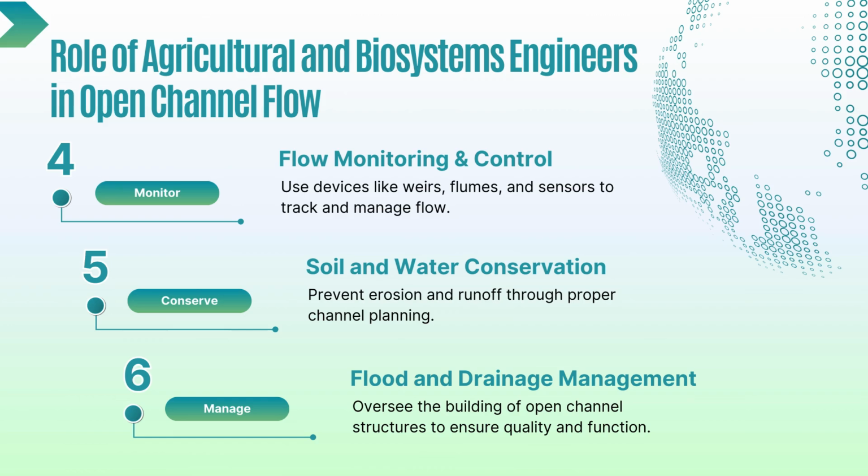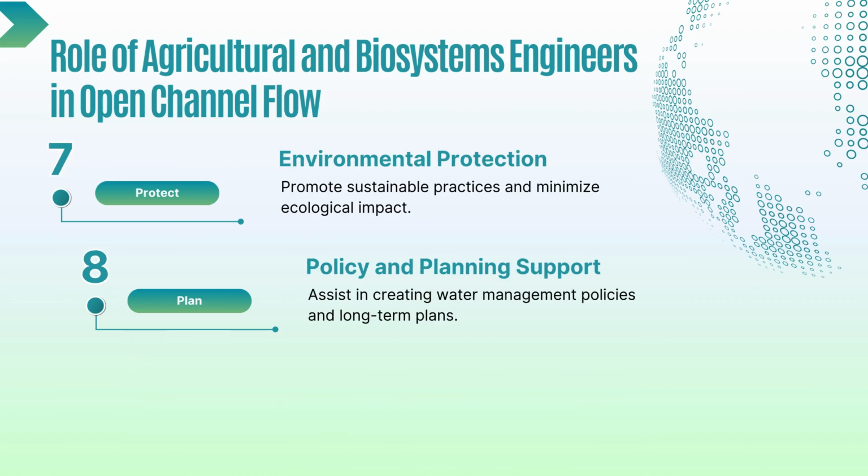5. Soil and water conservation. Open channels often pass through agricultural lands prone to erosion. ABES design silt traps, check dams, or line channels to prevent soil loss. In corn farms in Bukidnon, they may line the channels with concrete to avoid scouring during high flow. 6. Flood and drainage management. To prevent flooding in low-lying areas, ABES design stormwater drainage systems and retention ponds. In urbanizing areas with farms nearby, like parts of Laguna, engineers build integrated flood control systems that connect drainage canals to lakes or rivers.